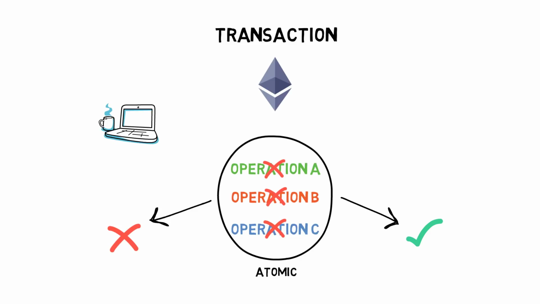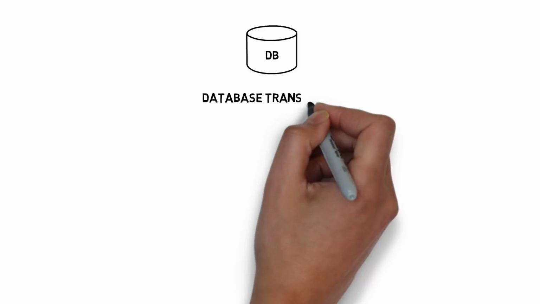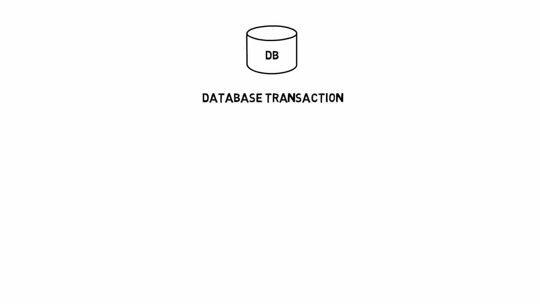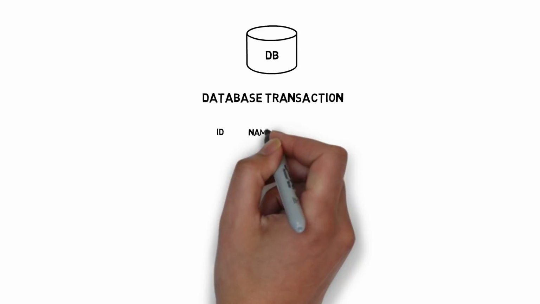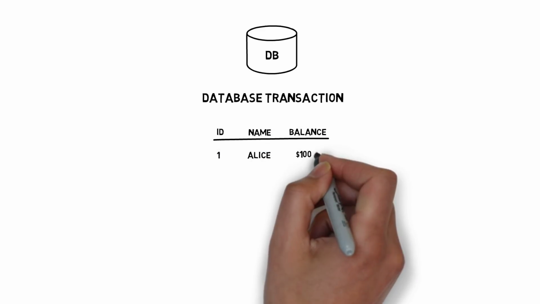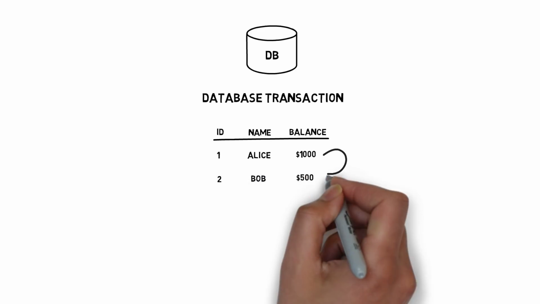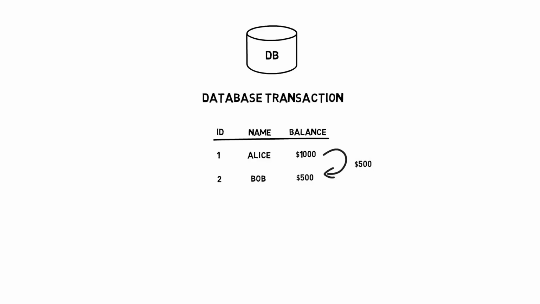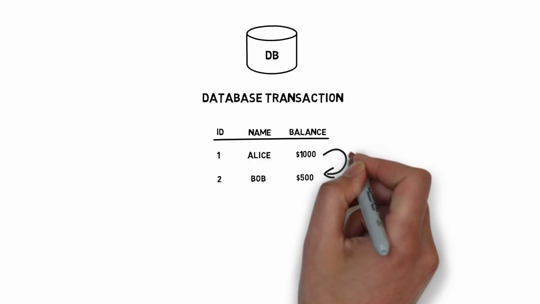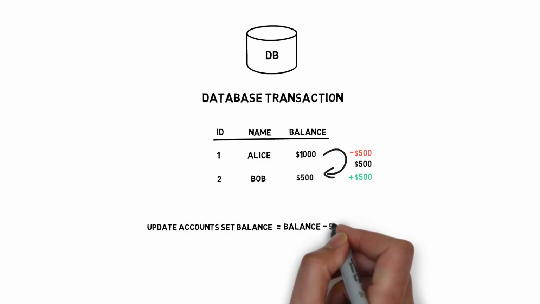Let's take a simple database transaction as an example. If you're already familiar with this concept, feel free to skip this part. Imagine a database table that represents users' balances. Alice's balance is $1,000 and Bob's balance is $500. Alice sends Bob $500. In this case, we, of course, have to subtract $500 from Alice's balance and add $500 to Bob's balance. So we start writing our database update statements.